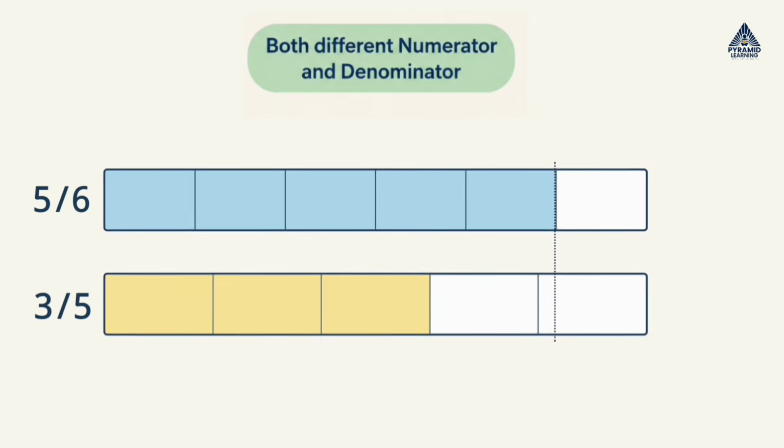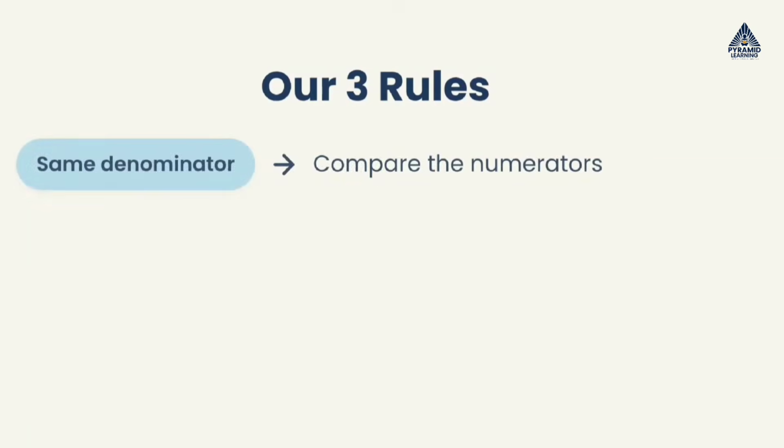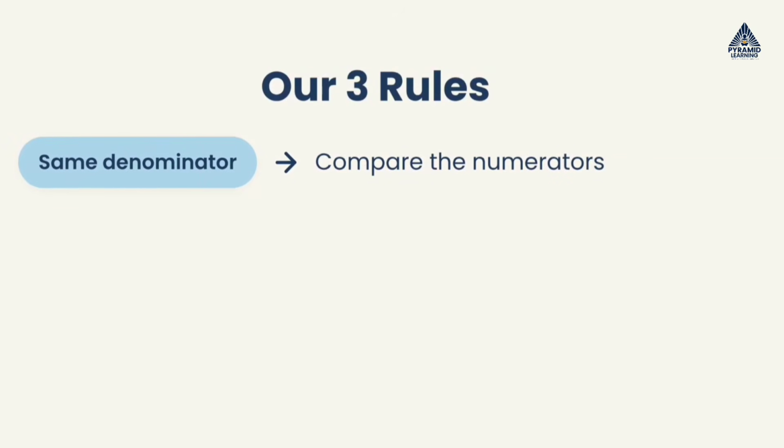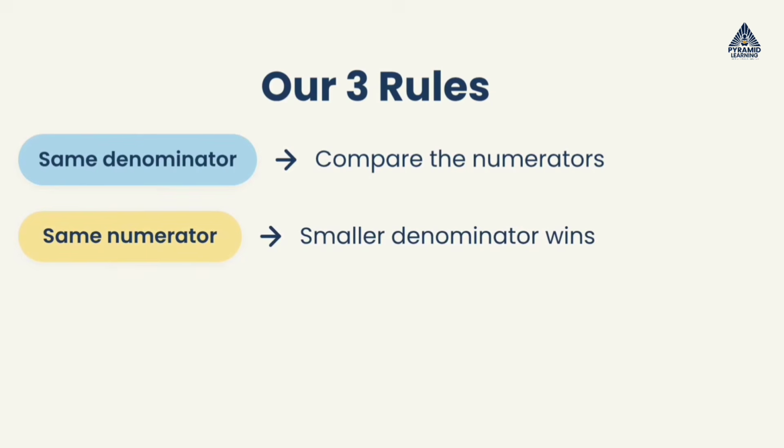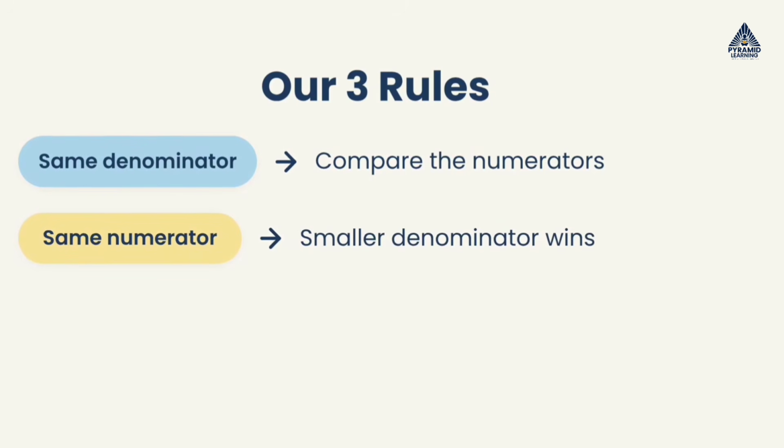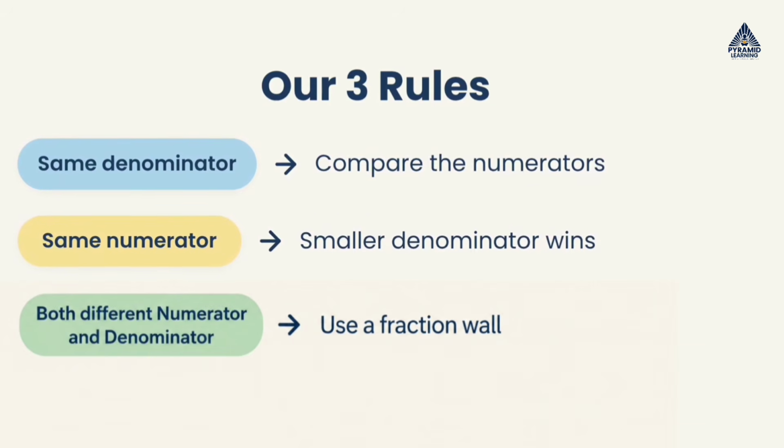Let's remember our 3 rules. Same denominator. Compare the numerators. Same numerator. The smaller denominator is greater. Both different. Use a fraction wall.